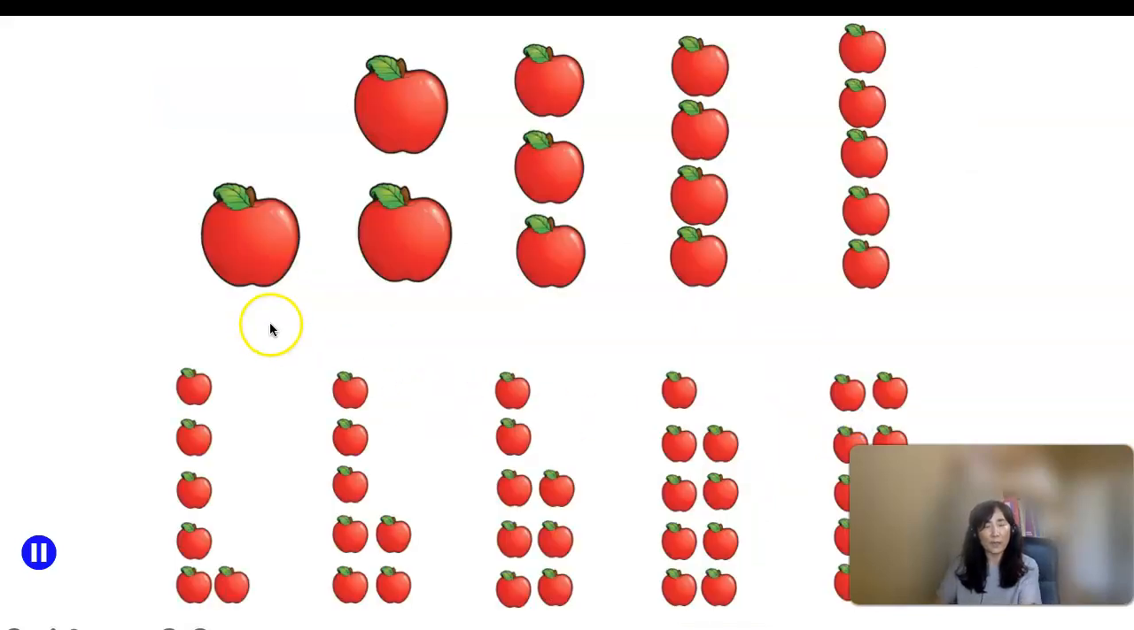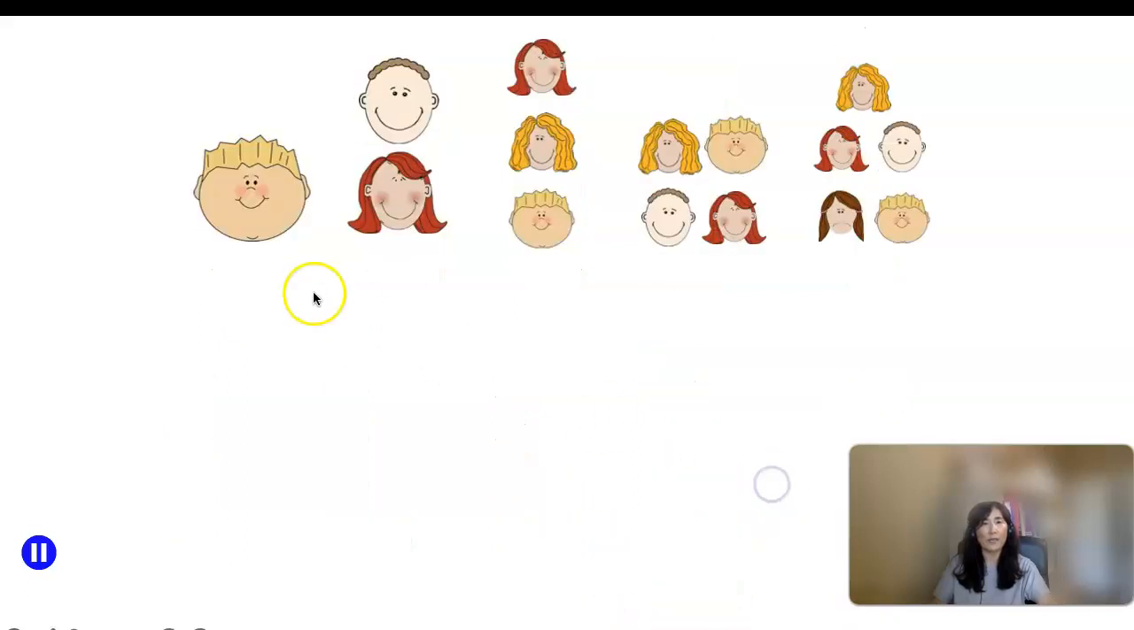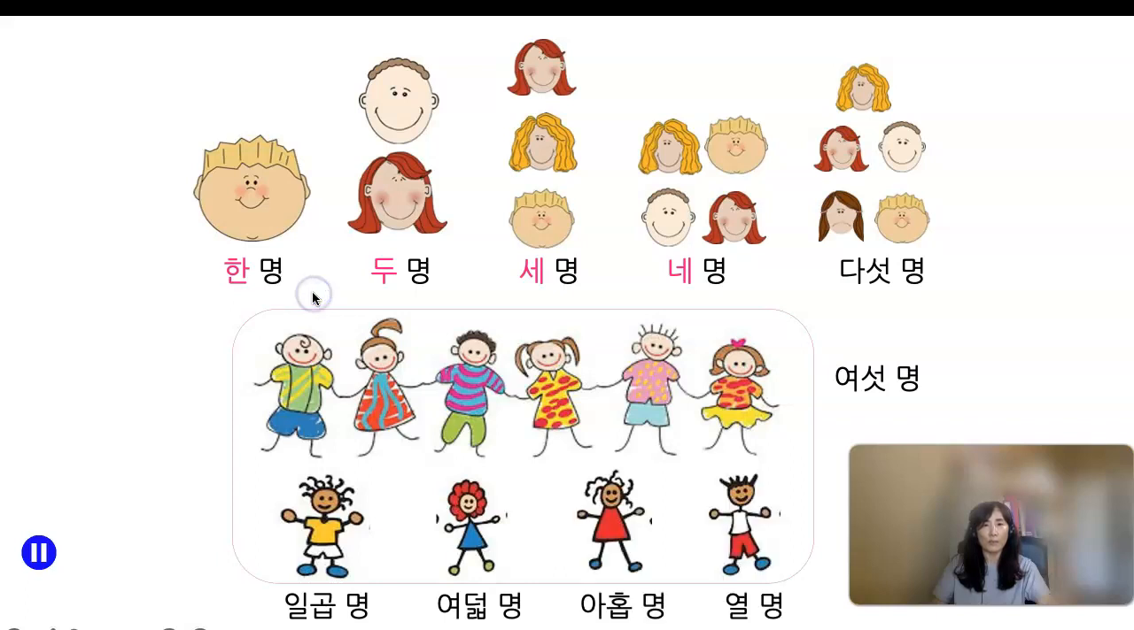Okay, 자 그러면 let's count each different item. So you're counting apples. Then what is the counter? 개. One item, 한 개, 두 개, 세 개, 네 개, 다섯 개, 여섯 개, 일곱 개, 여덟 개, 아홉 개, 열 개. Person. One person, 한 명. Two persons, 두 명, 세 명, 네 명, 다섯 명, 여섯 명, 일곱 명, 여덟 명, 9명, 10명.